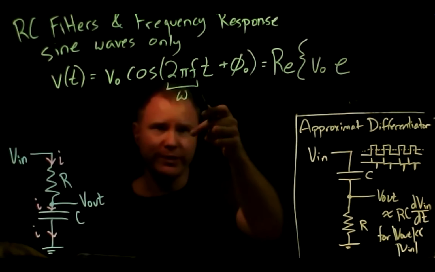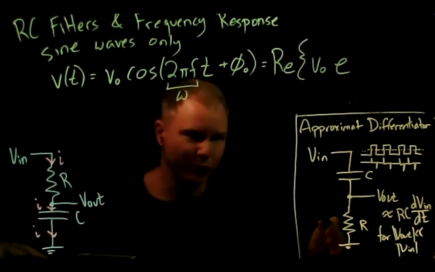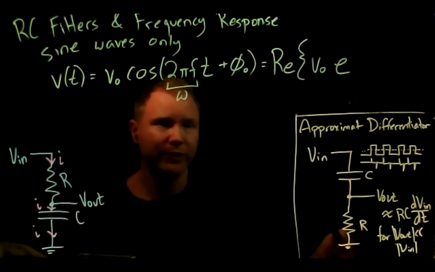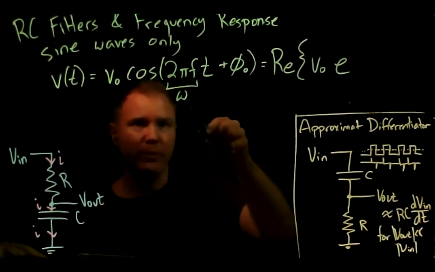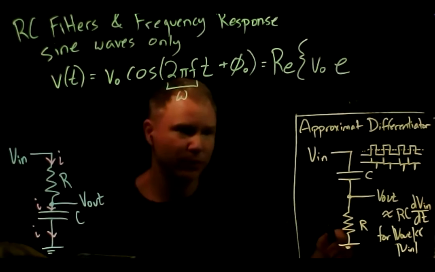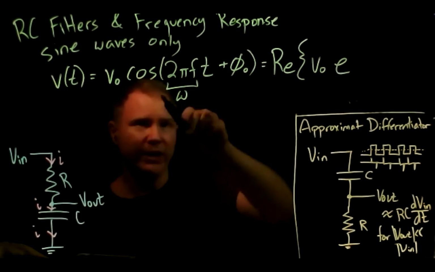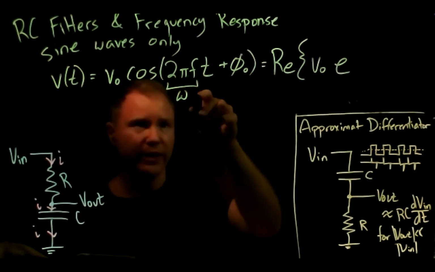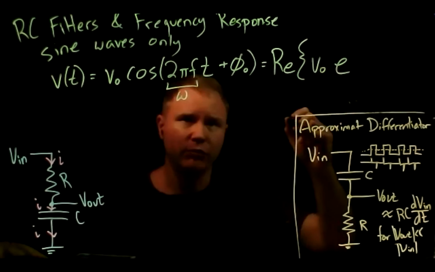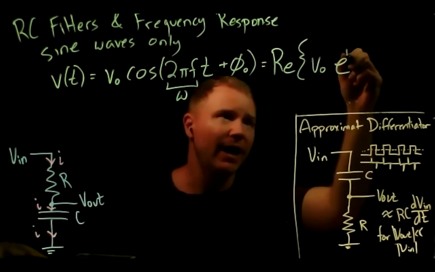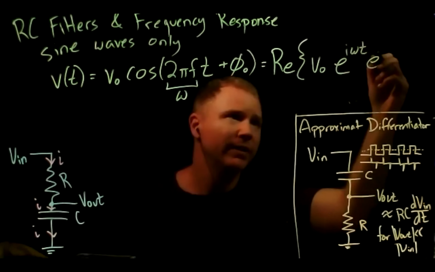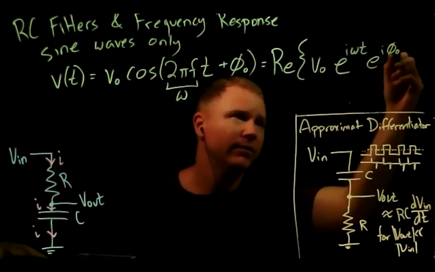So that's a pretty common angular frequency. So f is the real honest to God frequency that you measure in hertz, and that shows up on your signal generator and your oscilloscope. And omega is radians per second, which is only convenient because I don't have to write 2 pi over and over again. This is cosine of omega t. You could write this as the real part of e to the i omega t times e to the i phi naught.